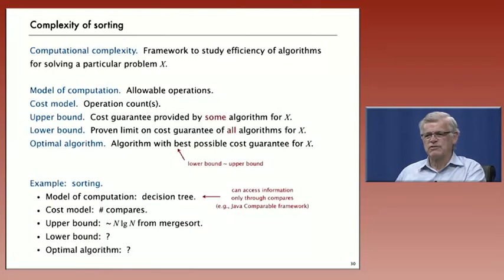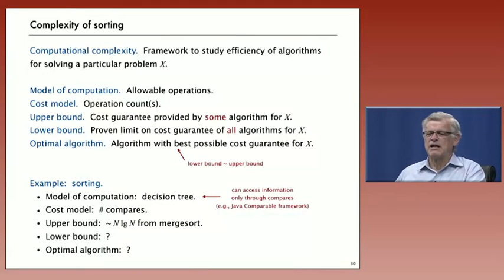So for sorting, let's look at what each of these are. The model of computation is what's called a decision tree. What that means is that all we can use is compares. That's the only way we can access the data. So our cost model is the number of compares. Merge sort provides an upper bound. That's an algorithm that's guaranteed to get the sort done in time proportional to n log n.